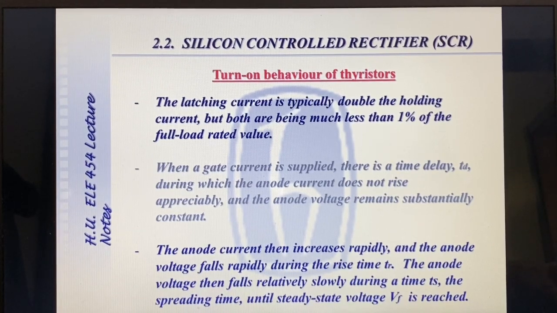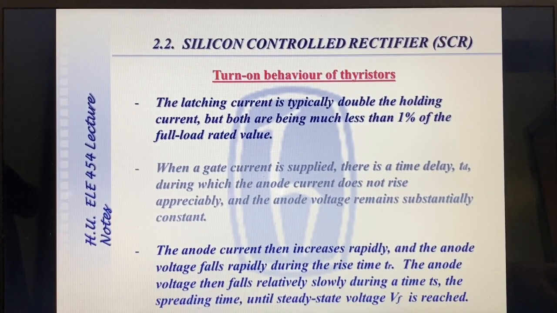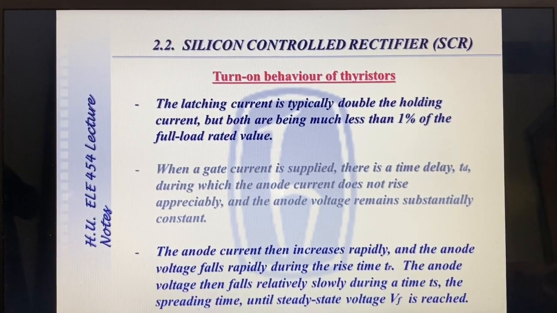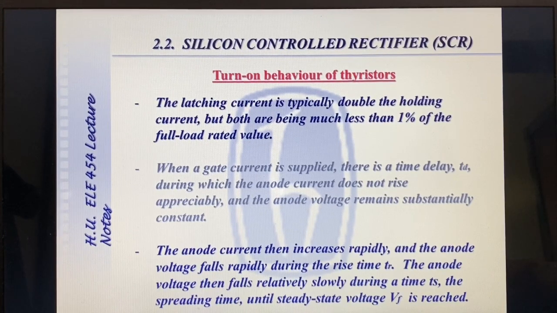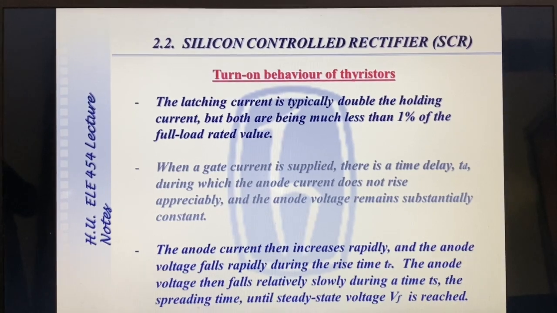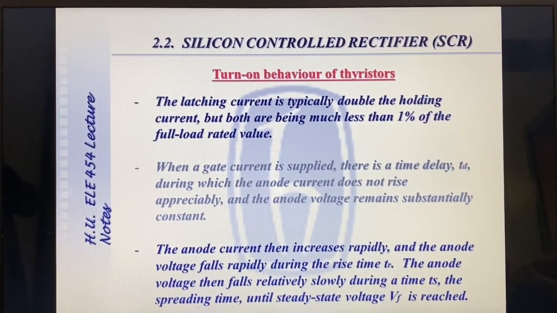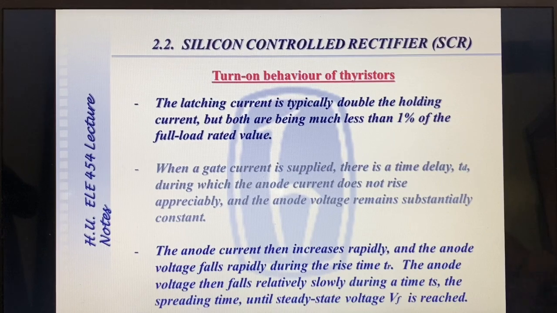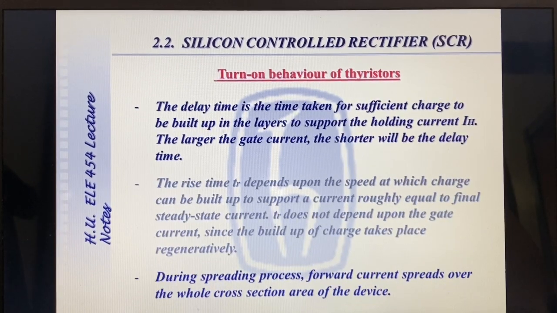Now let us have a look at the turn-on characteristics of the device. When a gate current is applied, there is a time delay during which the anode current does not rise appreciably and the anode cathode voltage remains constant. The anode current then increases rapidly and the anode voltage falls rapidly during the rise time, tr. The anode voltage then falls relatively slowly during a spreading time until the steady state is reached.